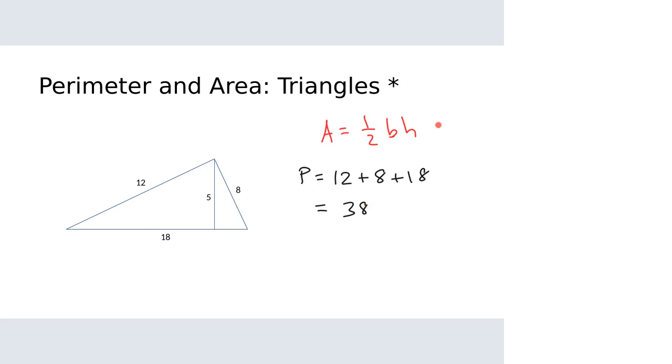And now the area here is going to be 1/2 times the base, which is the bottom down here, times the height, which is the vertical distance from the top to the bottom. That's where that 5 is going to come into play for us. So it's going to be 1/2 times the 18 times the 5. So 1/2 times 18 times 5. And you can just multiply those in a straight line on your calculator.